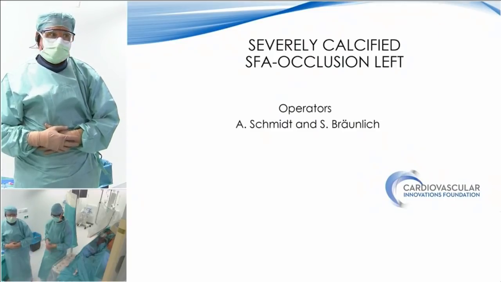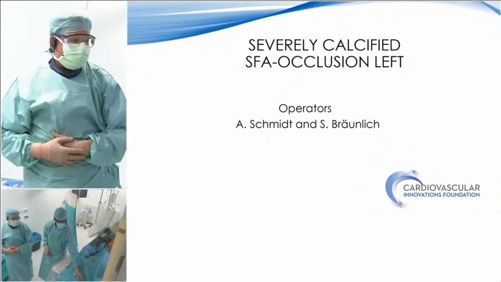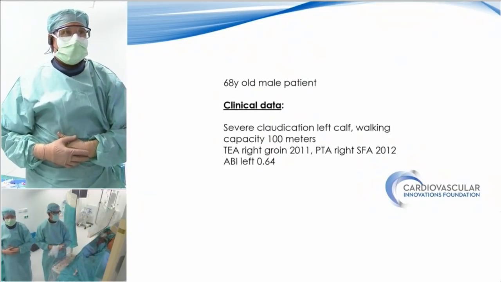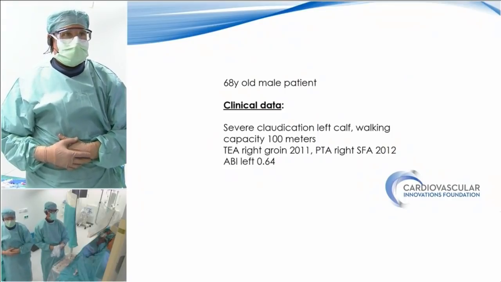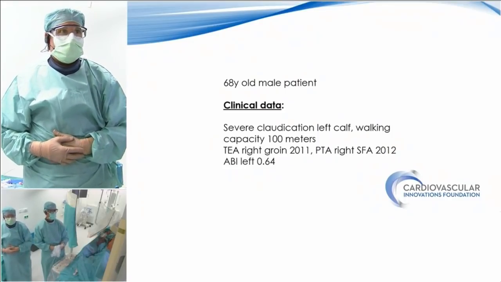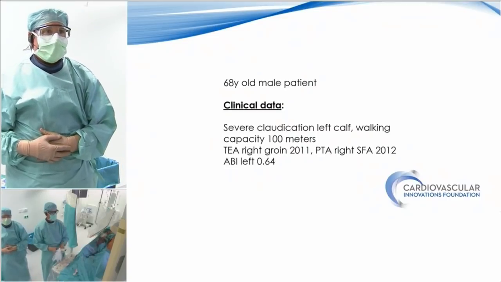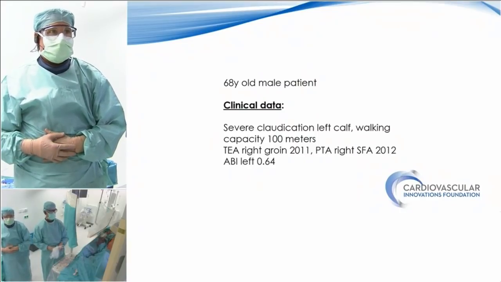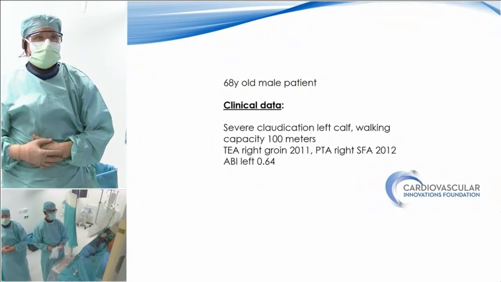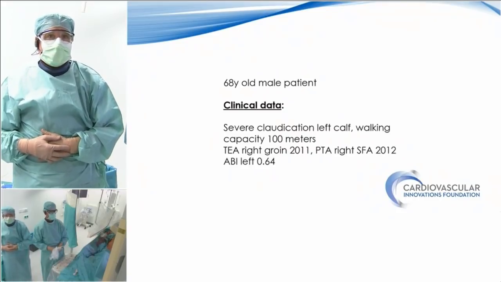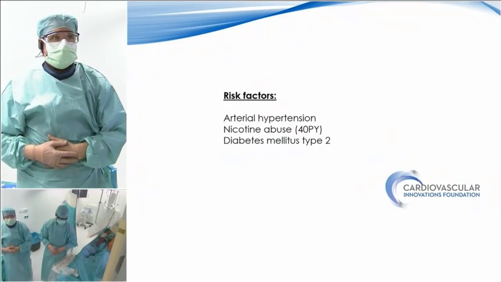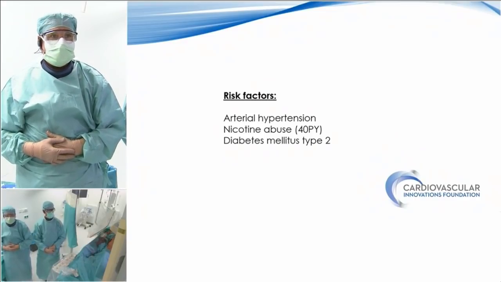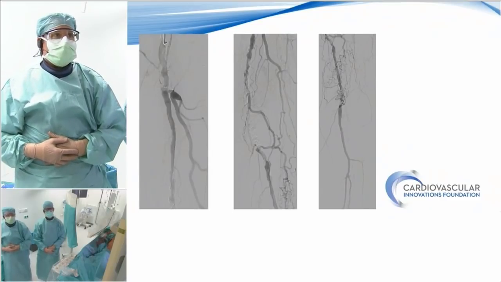Thank you. Yeah, I think it turned out that already our first case is very complex. Can we see the first patient slide? It's a 68-year-old gentleman with claudication of the left calf. His ABI on the left is 0.64. He has a very calcified SFA occlusion and also disease on the right side with previous surgery as well as PDA of the right SFA. Next slide. These are the risk factors: arterial hypertension, nicotine abuse, and diabetes mellitus since many years.